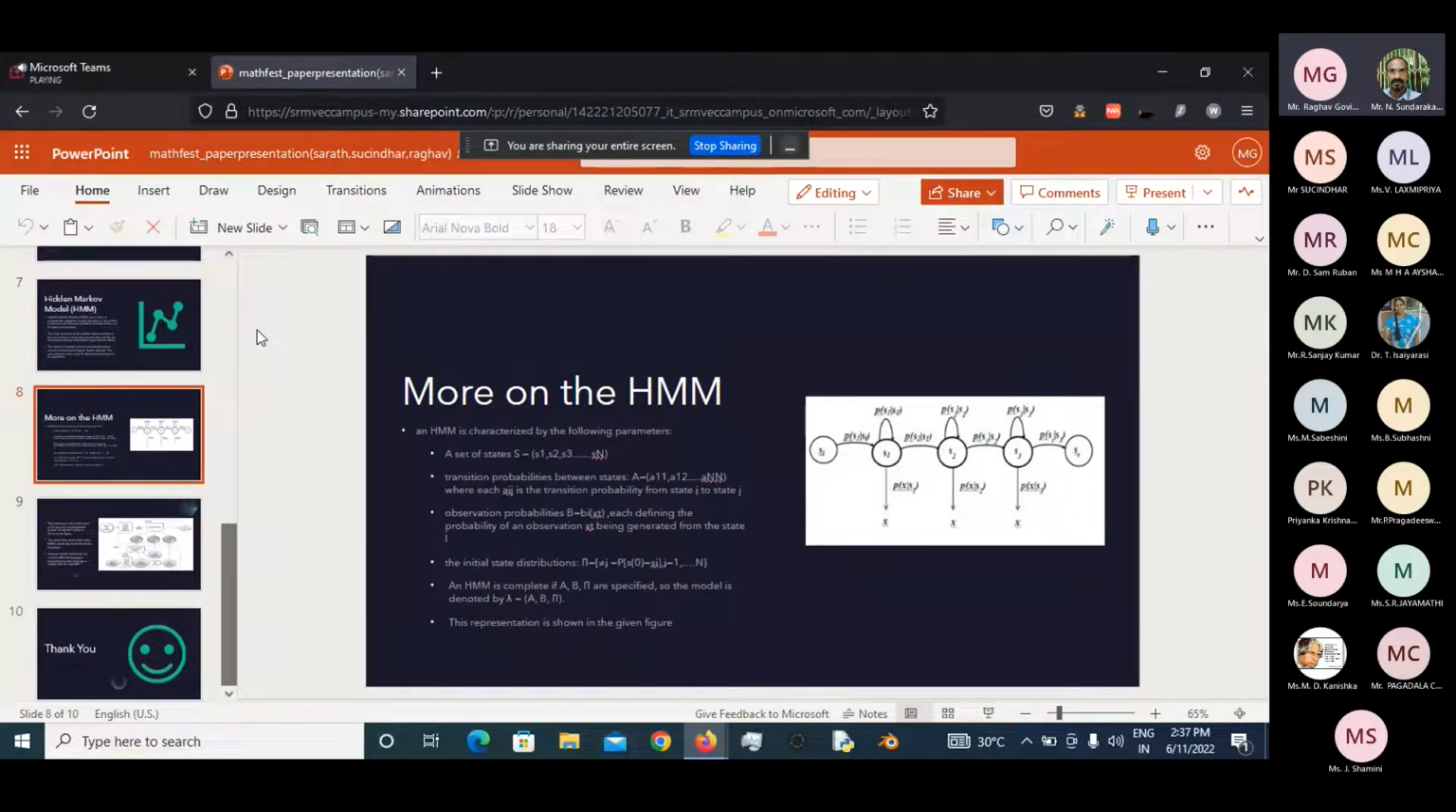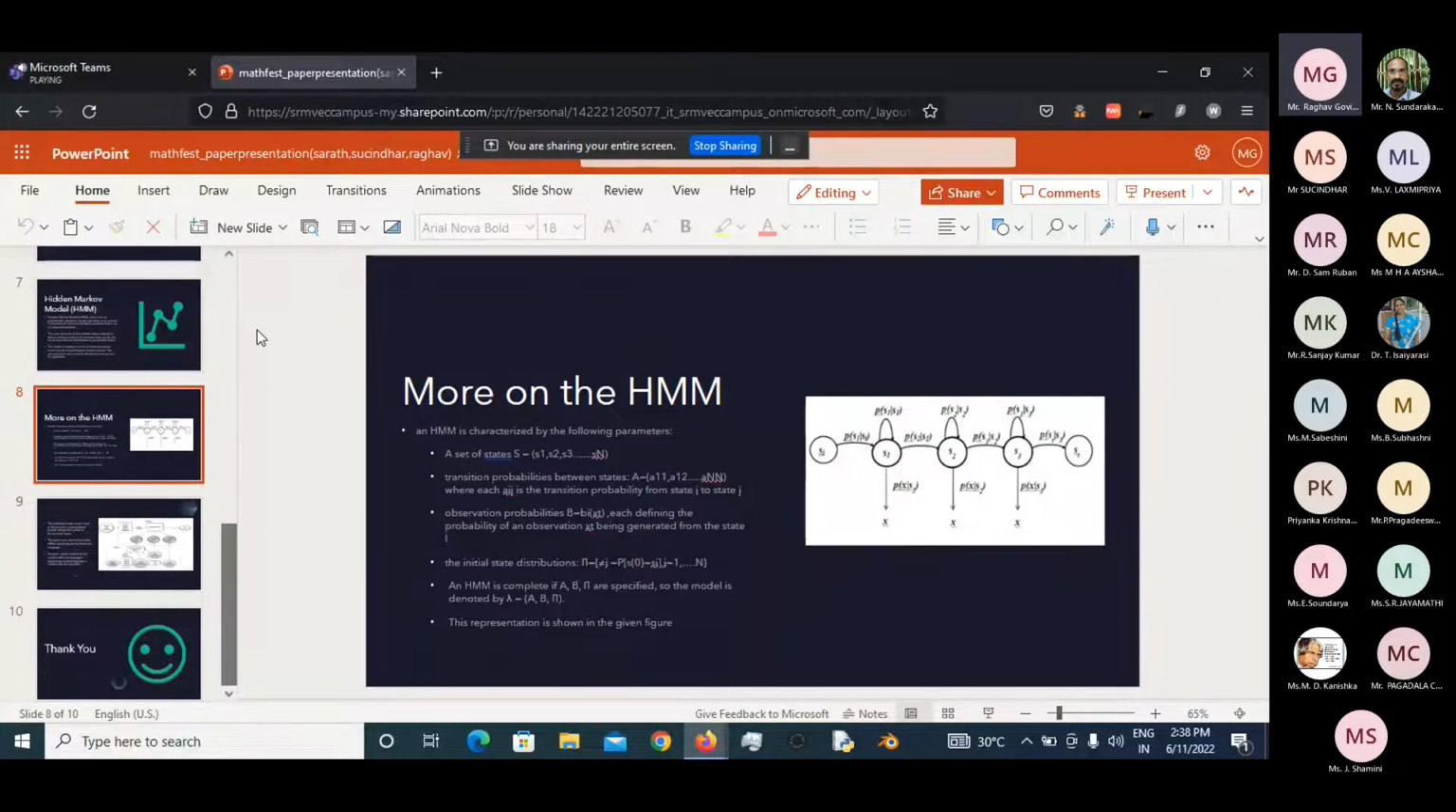So let us look more at the hidden Markov model. So given by this diagram, you can see there is a set of states, and for an HMM to be characterized, we need a set of states, some transition probabilities between these states, where each Aij in this set is the transition probability from state I to state J. Observation probabilities, each defining the probability of an observation being generated from the state.